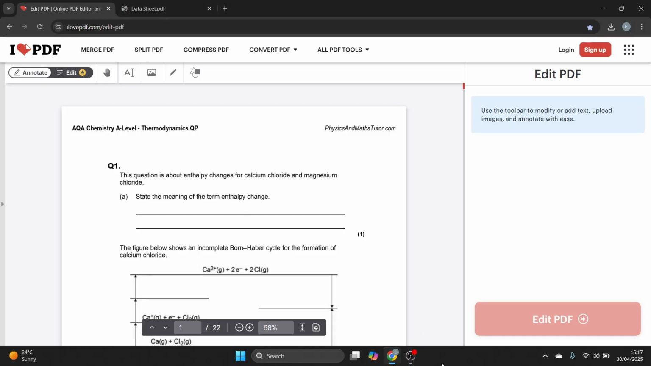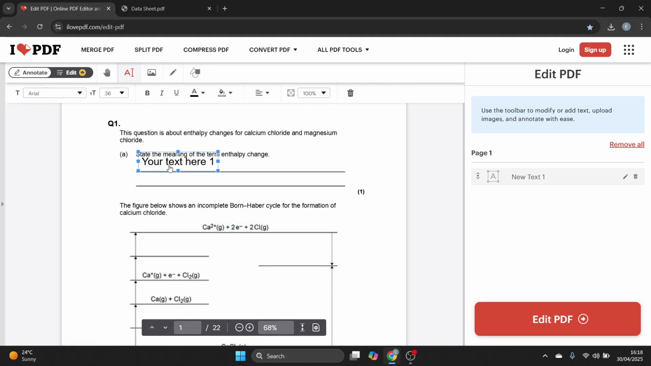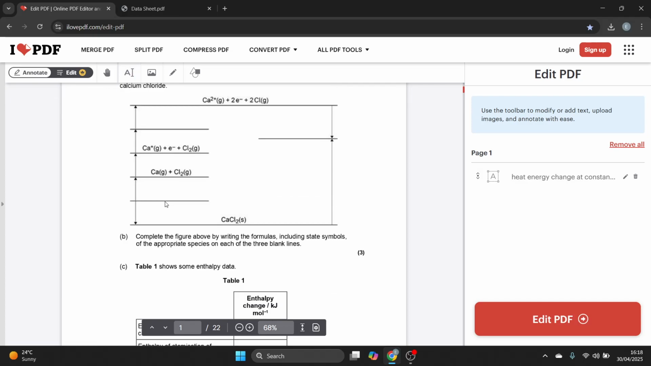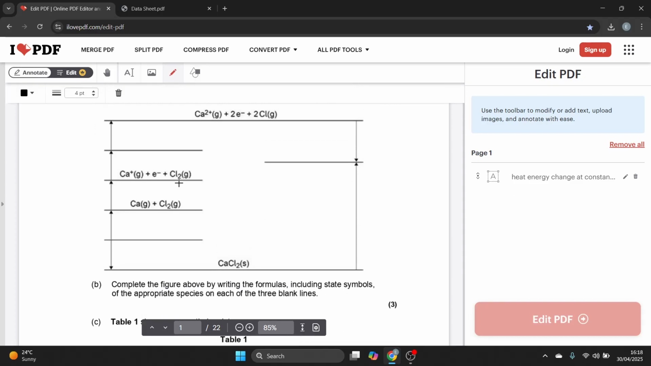Question 1, state the meaning of the term enthalpy change. Well, that's obviously just going to be heat energy change at constant pressure. Question part B, complete the figure above by writing the formulas, including state symbols, of the appropriate species on each of the three blank lines.